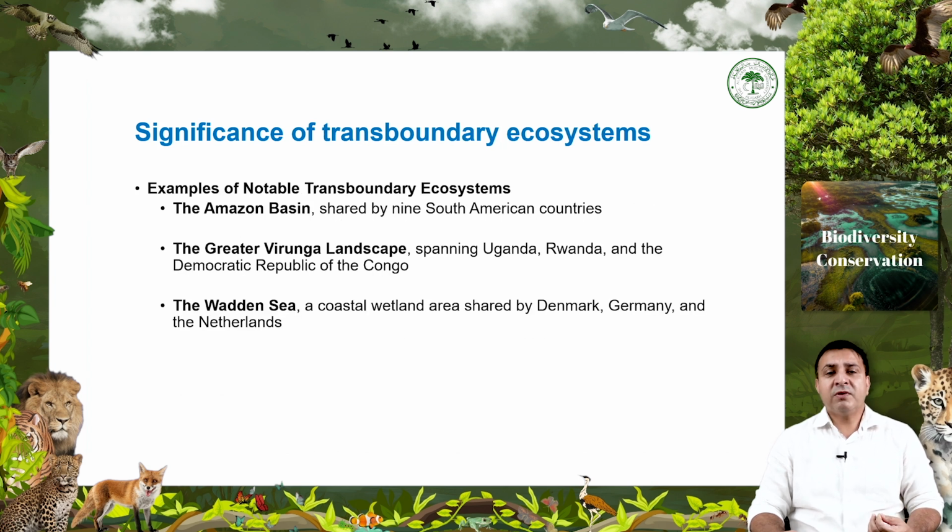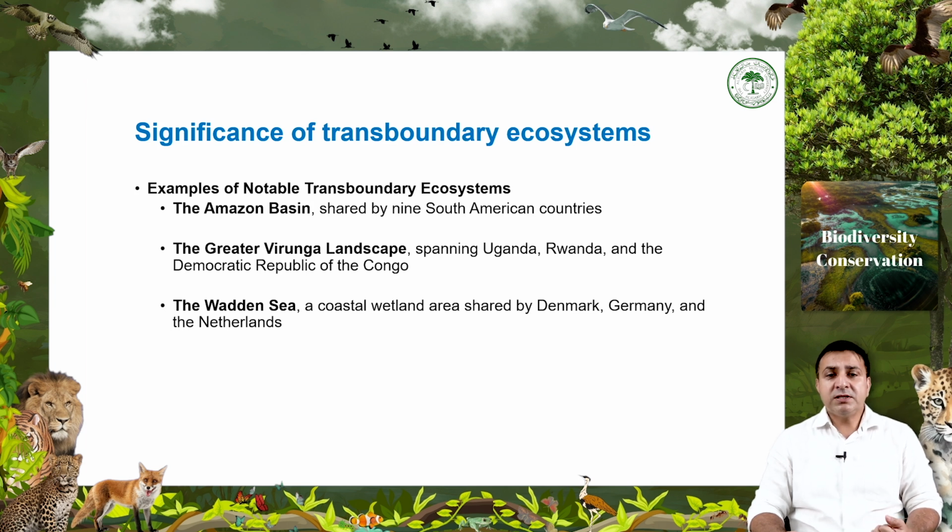Some well-known transboundary ecosystems that exemplify these benefits are the Amazon Basin, shared by nine South American countries, which provides critical biodiversity, carbon storage and water resources. Another is the Greater Virunga Landscape, spanning Uganda, Rwanda and the Democratic Republic of Congo, which is home to endangered mountain gorillas and various large mammal species.